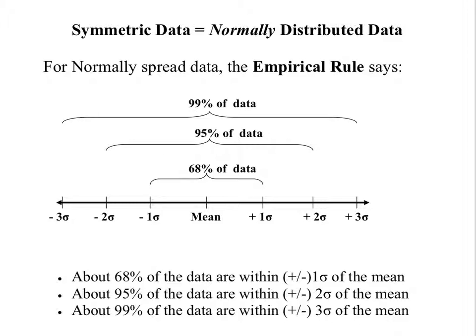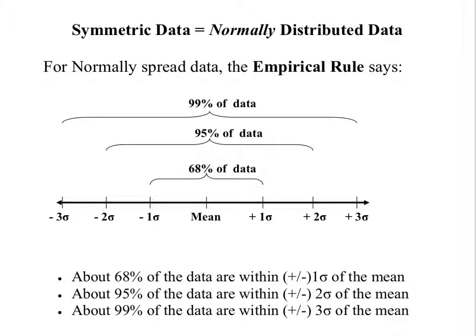When your data is symmetrically spread around the mean, we call that normally distributed data. So when you do know that you have a data set that's normally distributed, we have a special rule called the empirical rule that gives us an estimate of how much of the data is between the marks.